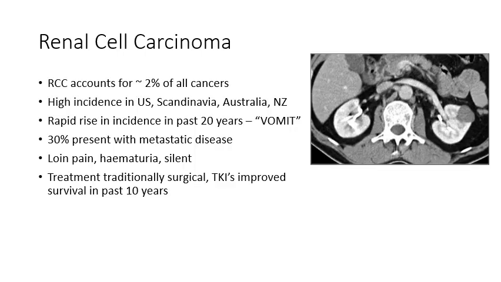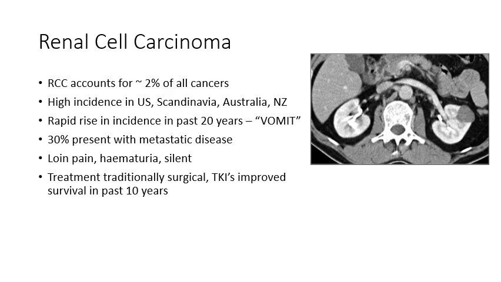In adults, the kidney tumour par excellence is renal cell carcinoma. These account for 2 to 3% of all malignancies. New Zealand is one of the high incidence countries, along with European countries, the US and Australia. And the incidence of these renal cancers has been increasing at an alarming rate over the last 20 years.